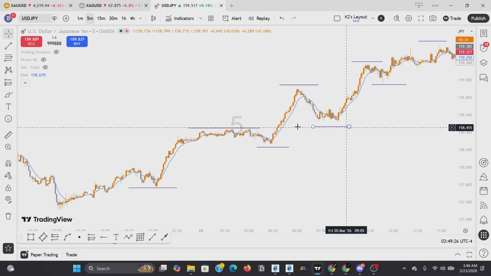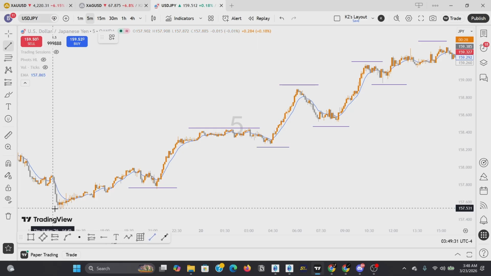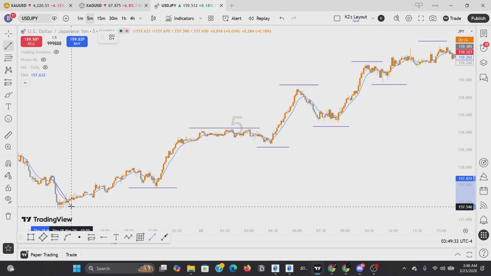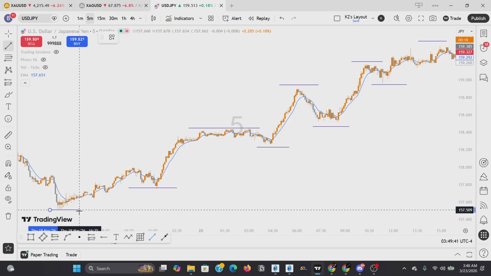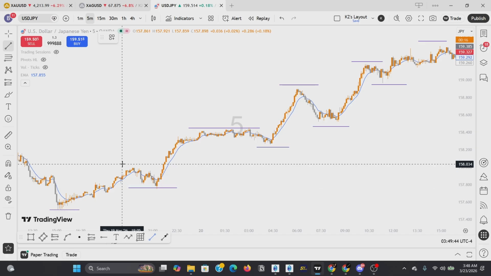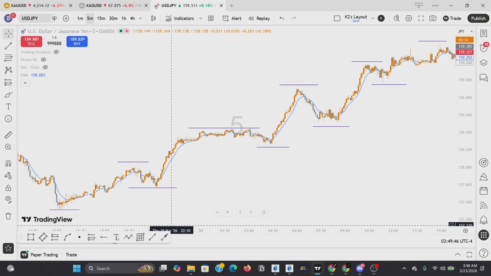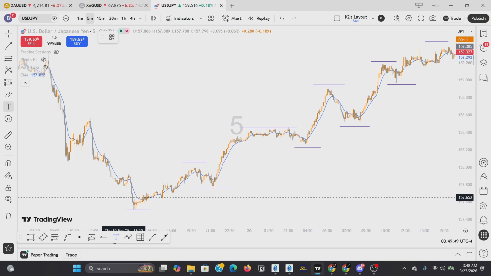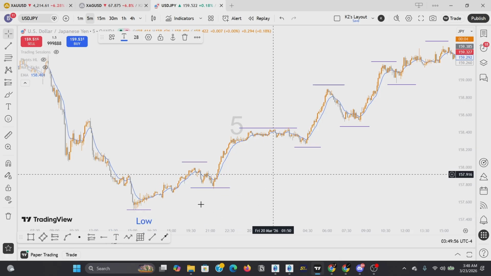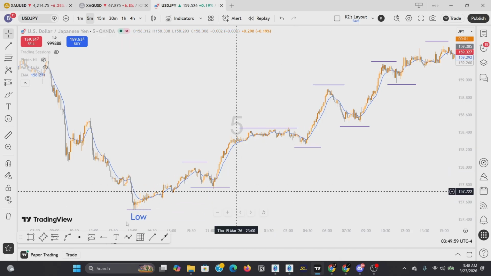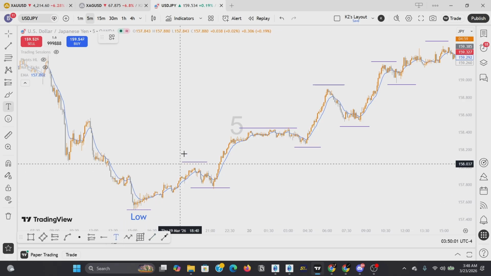Now, I've already taught you guys how to mark up charts and what everything means. So this should be pretty easy to follow along with now that I am marking these charts up. So first things first that we want to do, mark our lows and our highs. This right here is our first low. Then we have a high.